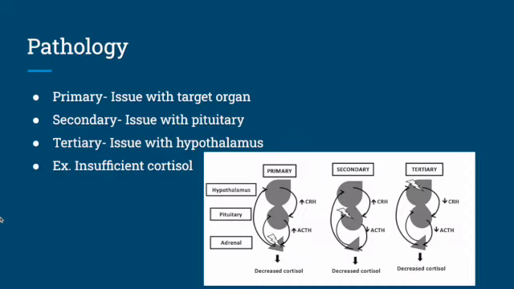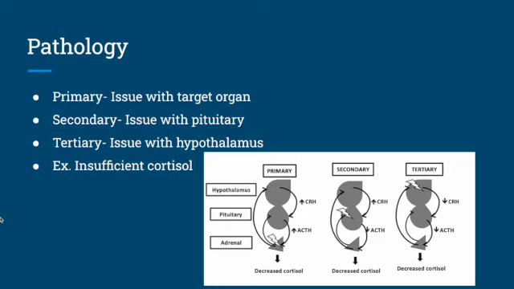And so that'll take us to when these systems don't work so well, how do we describe pathology? How do we think about pathology in these different endocrine systems? So if there is an issue with the primary target organ, we call that a primary dysfunction. If there is an issue with the pituitary, we typically call that a secondary dysfunction. And then if the issue is with the hypothalamus, we call that a tertiary dysfunction.